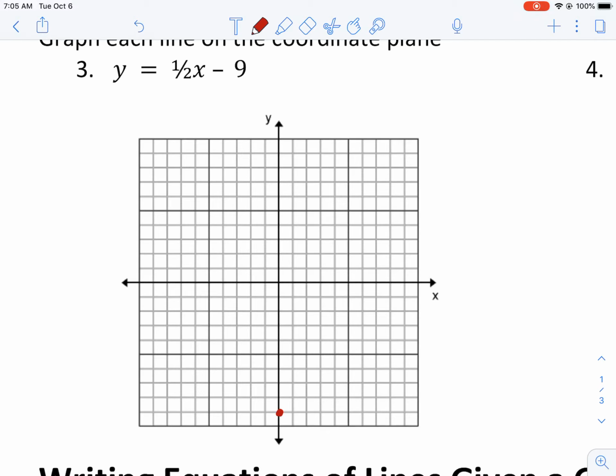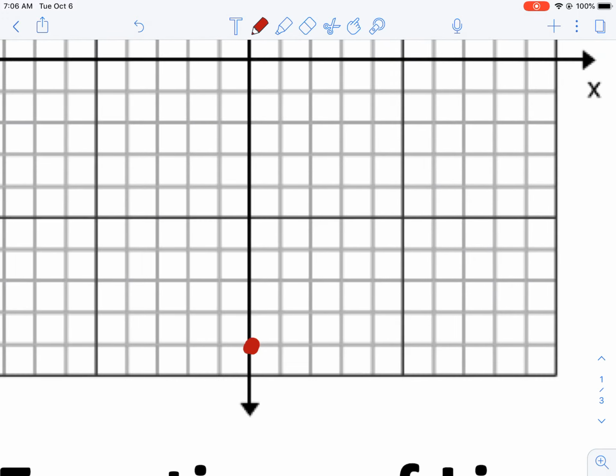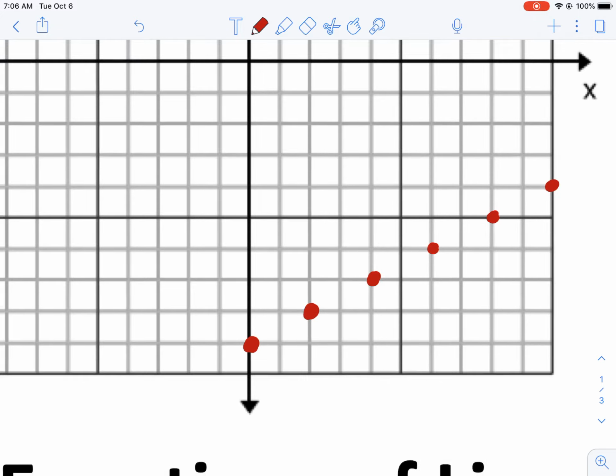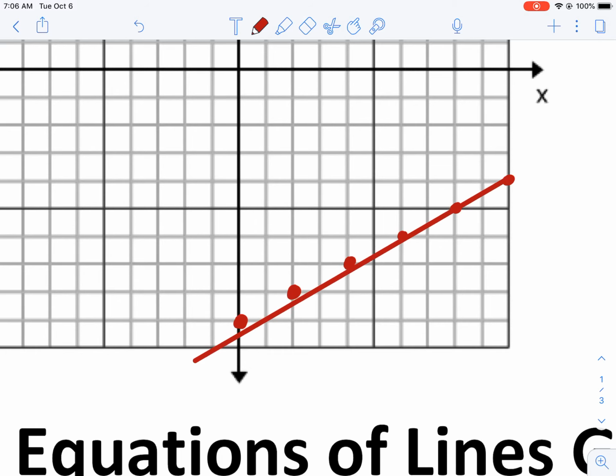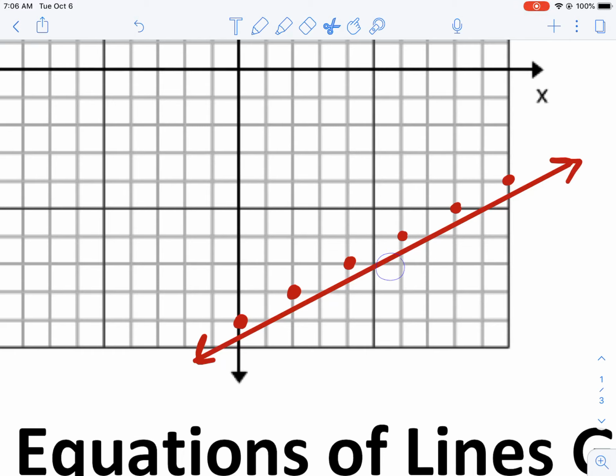Now you have your slope is 1/2. Remember, slope is rise over run. So you're going to rise 1 and run 2, so up 1 over 2. And that's going to give you your second point. And then you're going to keep doing that, get a bunch of points, and then you can draw your line. Now, I did not draw my line well right there, so I'm actually going to move it.